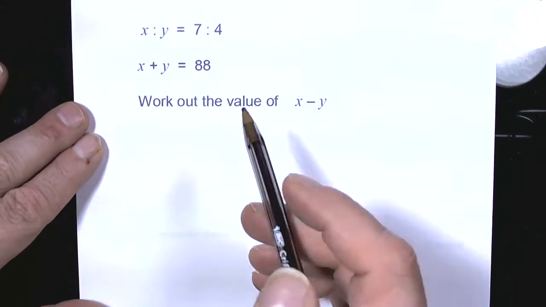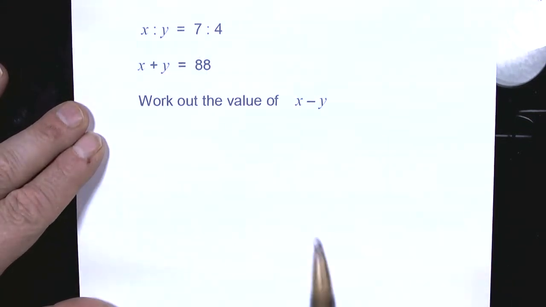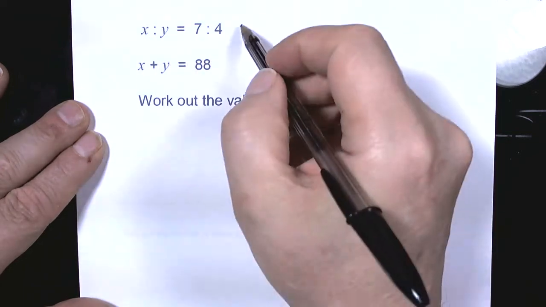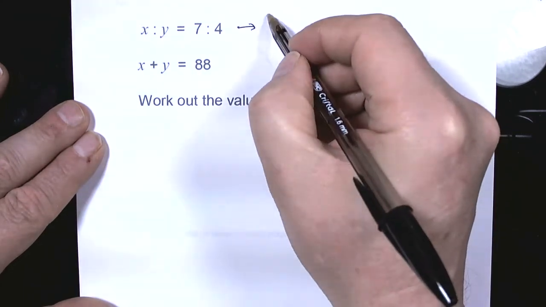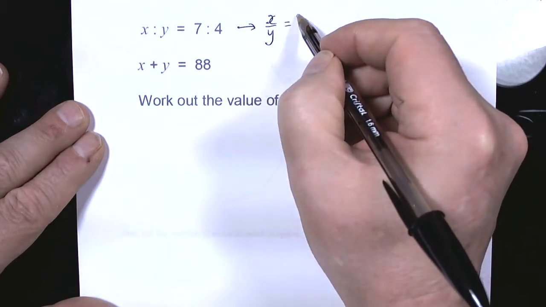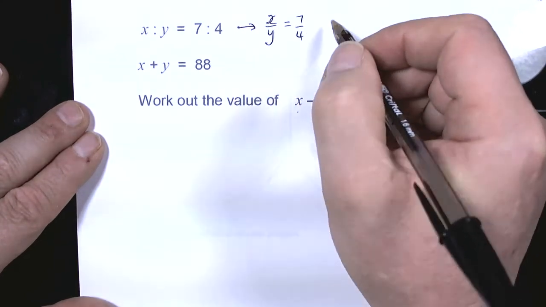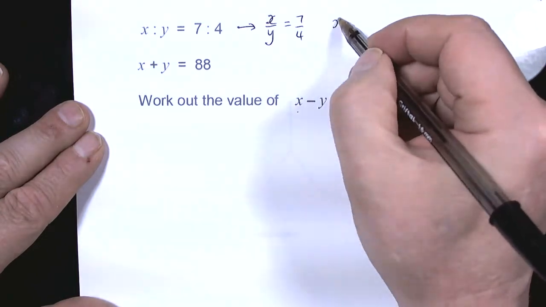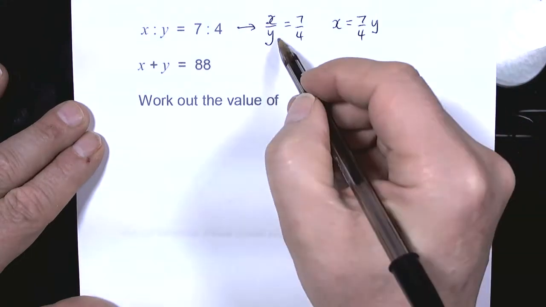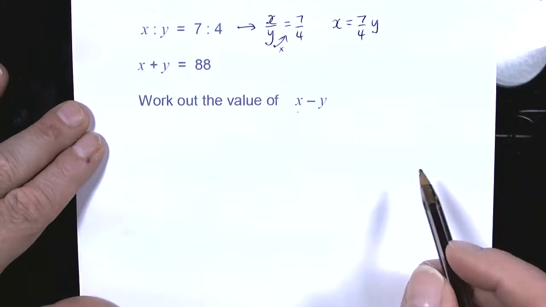Alright, so this question involves ratios and 2 letters, so it's kind of shouting out at you, please work out the value of the letters so that we can actually answer the question. So this ratio here tells me that the ratio of x over y is equal to 7 over 4. So x will equal 7/4 of y, because we take the y over by timesing.